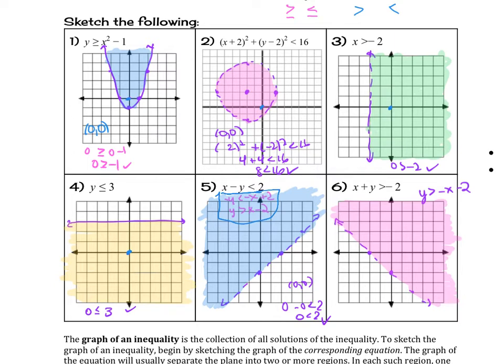Then I graph the line. Since it's greater than, it's dashed. And greater than is above. I can check by plugging in 0, 0, and 0 is less than 2. I plugged it into the original. So whichever one you plug it into should make it true.